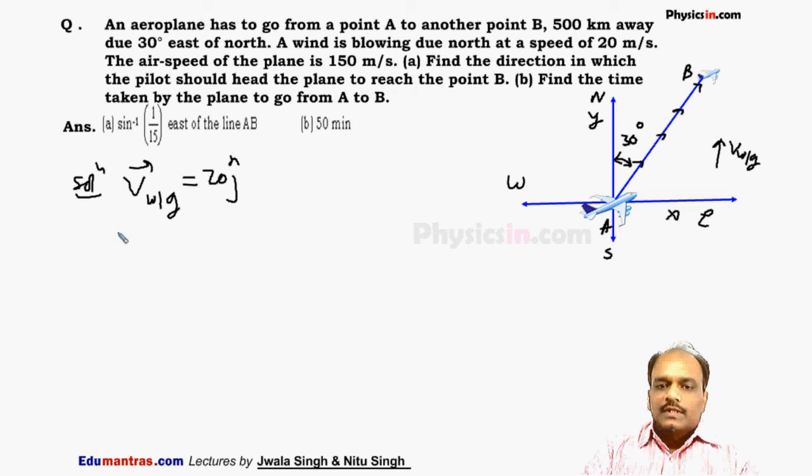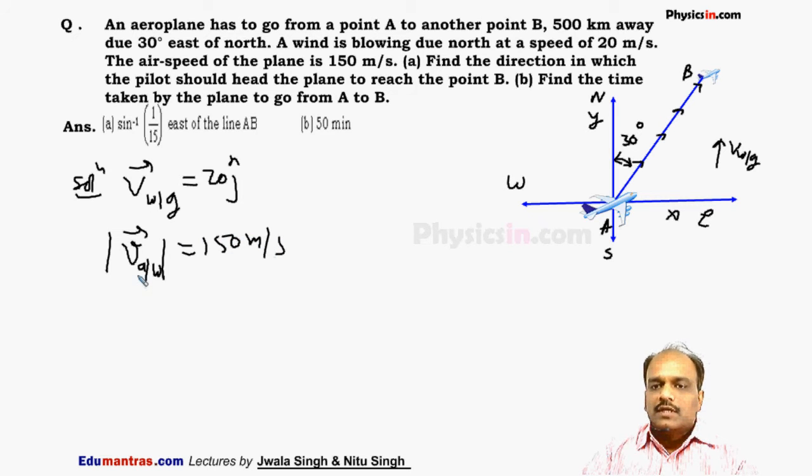The airspeed of the plane, the magnitude of velocity of aeroplane with respect to wind, is 150 meter per second. This is the airspeed. This is the speed of aeroplane with respect to wind. Find the direction in which the pilot should head to reach point B. Now let's see. Let's assume the pilot is moving in this direction and the wind is blowing it in this direction.